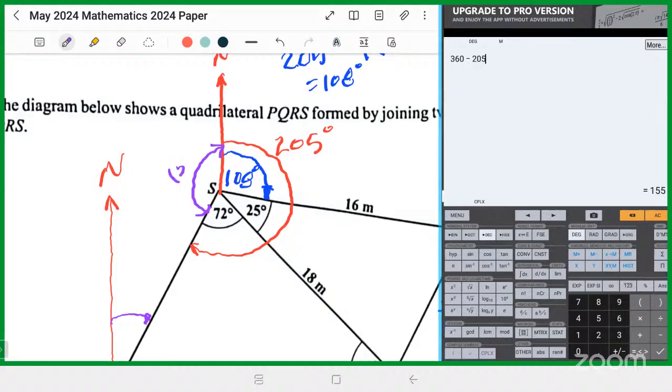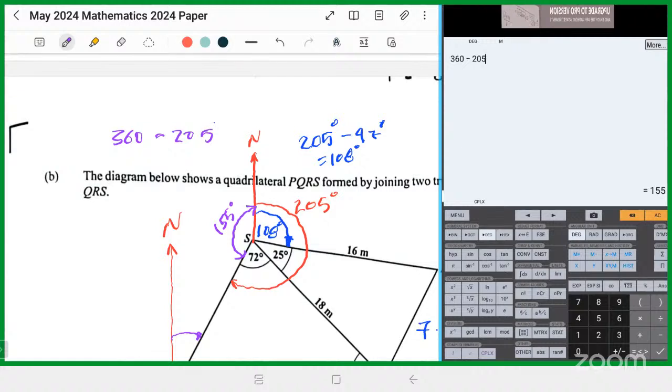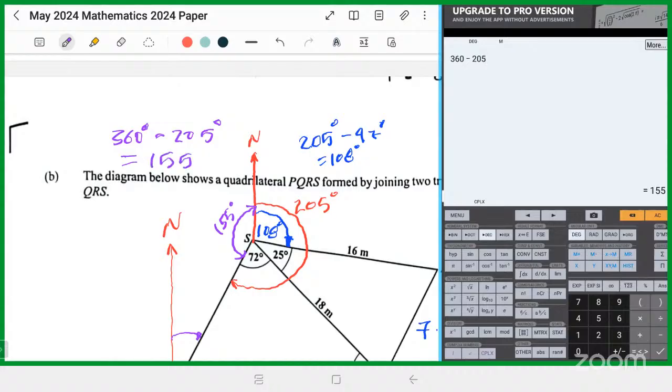155 degrees. How did we get the 155? It is 360 minus 205, because the total angle around a point is 360. That's how we get the 155.